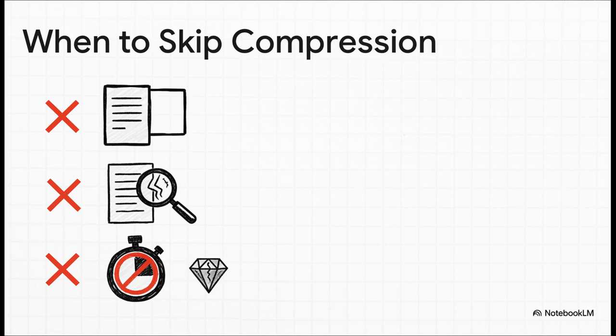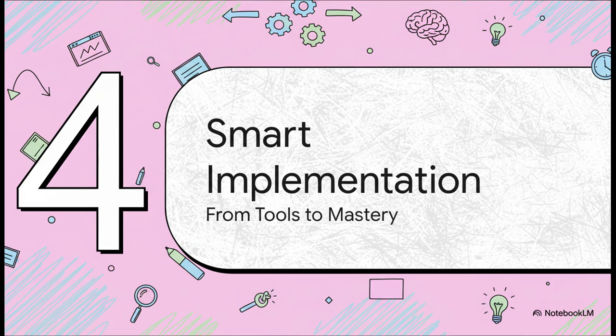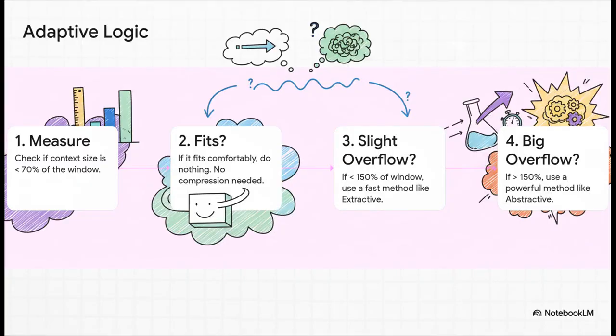Steer clear. Okay, so knowing the tools and the trade-offs is step one, but really mastering them, that's where you go from just building something to building something great. So let's look at how to put these strategies to work in a really smart way. Check this out. This is a super clever pattern called adaptive compression. The idea is, instead of just blindly compressing everything, you build a little bit of logic.